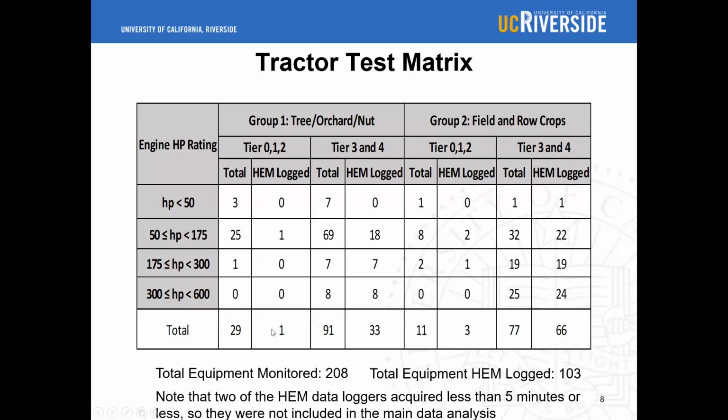So of the equipment that was monitored, we had a total of 208 pieces of equipment. If you look at each column, there's a total and then a number logged. If you add up all of the totals from the first column, you get 208. And basically what we did for those was engine hours. And then for 103 of those, we also collected the data logging information. And you can see about 99, if you look at the total for tier 3, 4, for the tree, it was about 33, and then 66 for the field crops. So about 100 were in that newer technology regime.